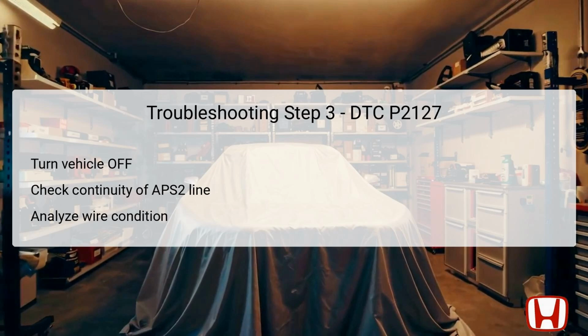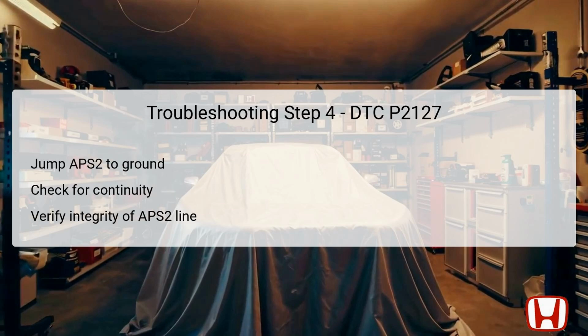If continuity exists, it indicates that there is a short circuit between the PCM and the APP sensor, which will need to be repaired. However, if there is no continuity, it suggests that the APS2 wire is intact and further investigation is warranted. In step 4 of the troubleshooting process, you will perform an open wire check on the APS2 line to further isolate issues.